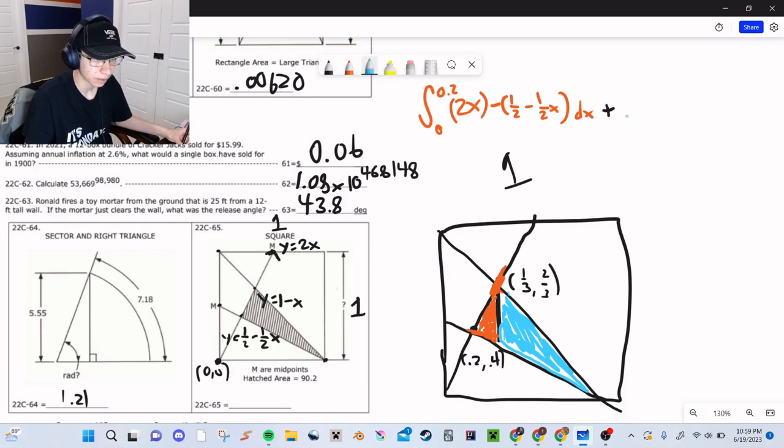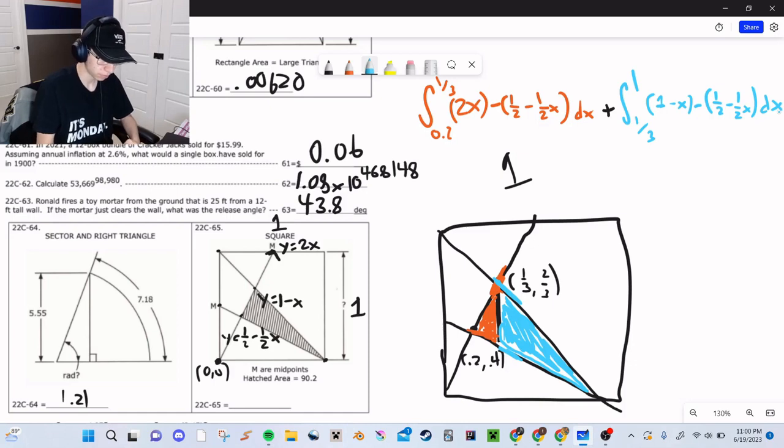I'm going to add it with the integral from 0.2. Oh wait, no, I need to change these bounds. My bad. So 0.2 to 1/3. And this bound from 1/3 to 1. This graph is 1 minus x, it's like the difference in this top graph, which is 1 minus x, and this bottom graph, which is 1/2 minus 1/2 x dx.